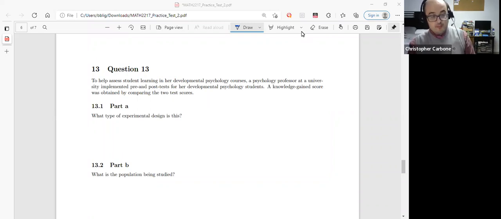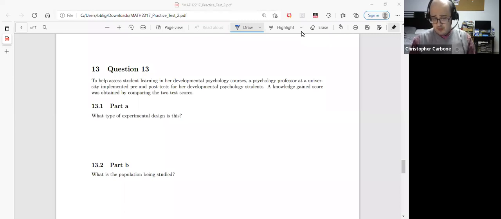I have to help assess student learning in her developmental psychology courses. A psychology professor at a university implemented pre and post tests for her developmental psychology students. A knowledge gained score was obtained by comparing the two test scores. And we want to know, what type of experimental design is this?